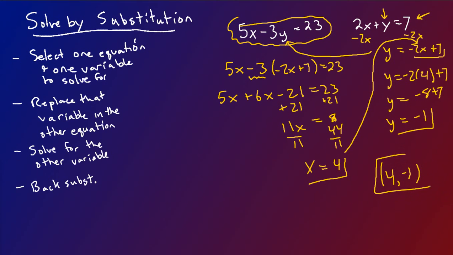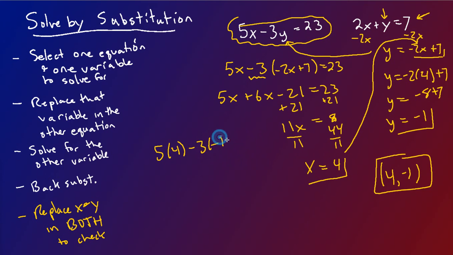In order to check to see if it is the answer, I'm going to go back to the very beginning, and to check, I'm going to replace x and y in both equations, or all of them, just to make sure that I got it right. So in the first one, I'm going to have 5 times 4 minus 3 times negative 1. I'm going to ask, does that actually equal 23? Now, this is my answer. Don't box your check. This is just to check to make sure you did it right. And negative 3 times negative 1 is plus 3. And I get 23 equals 23, and we might be tempted to say, oh, got it.